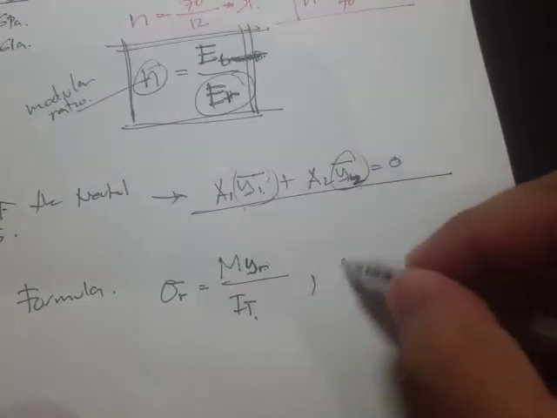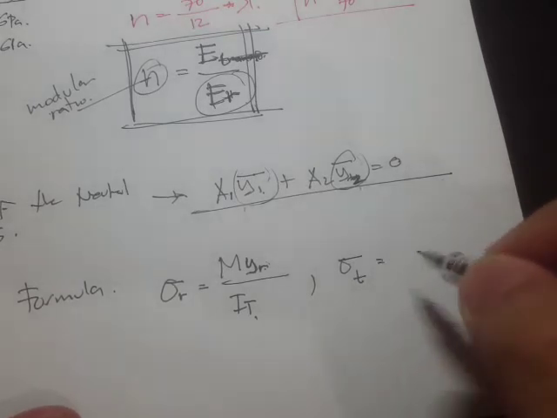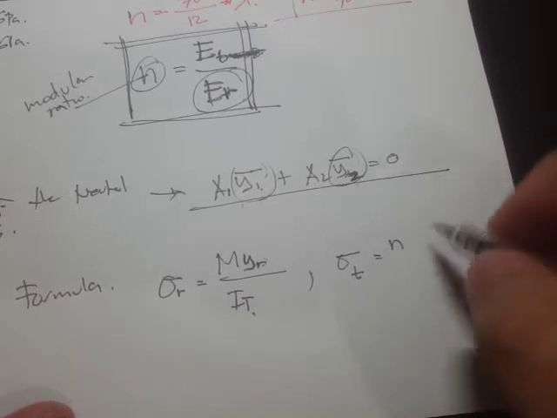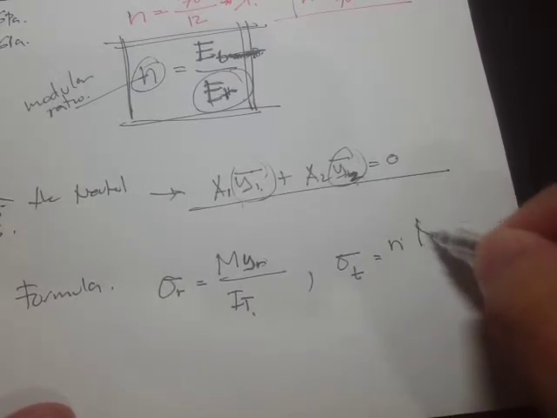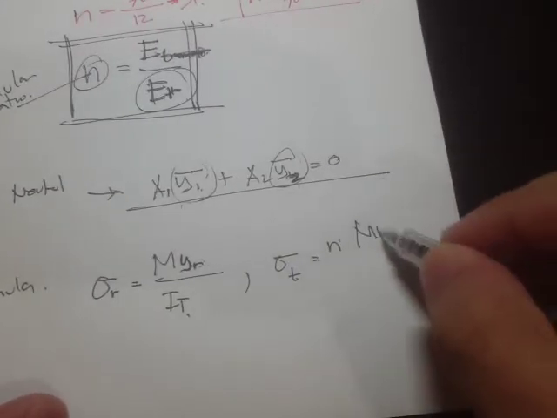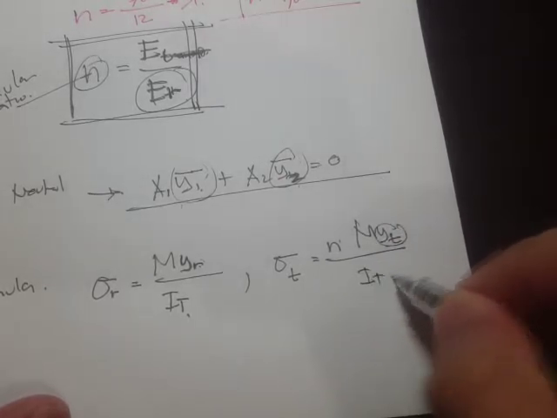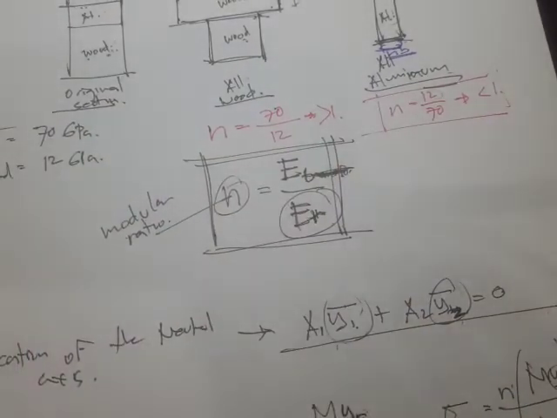Now for the stress in the transform section, this will be n times, this is the modular ratio, times the moment, and the distance from the neutral axis would be this one, divided by the I total. Okay, so that's just how it works. We just have to transform the section.